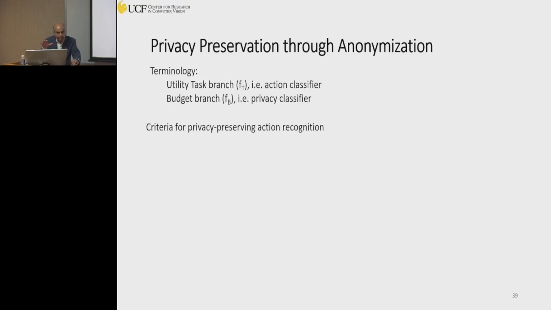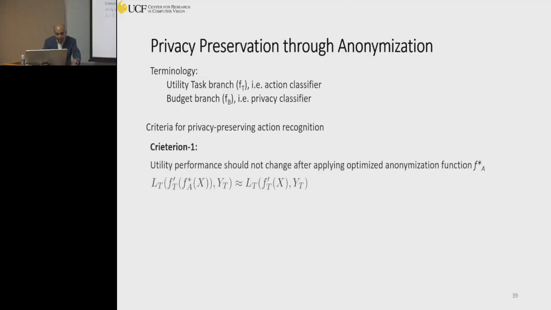So now we have these two criteria for privacy-preserving action recognition. First, we will take a video X, we will anonymize it, and then we want to look at the utility. We want to recognize action. So we want utility performance not to change after the anonymization. This is after anonymization, FA. This is without anonymization. So we want to maintain that, very, very close.